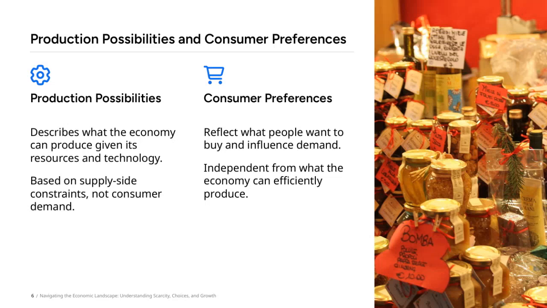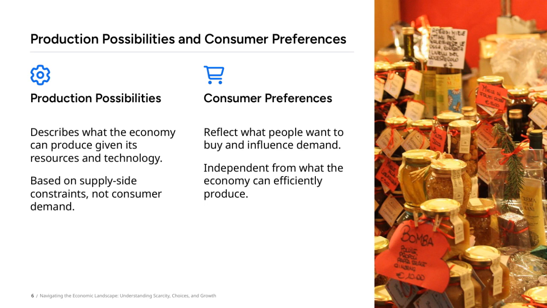On this slide, we're exploring two important concepts: production possibilities and consumer preferences. First, production possibilities describe what an economy is able to produce based on its available resources and technology. This is all about supply-side constraints, essentially what can realistically be made given the tools and inputs at hand.